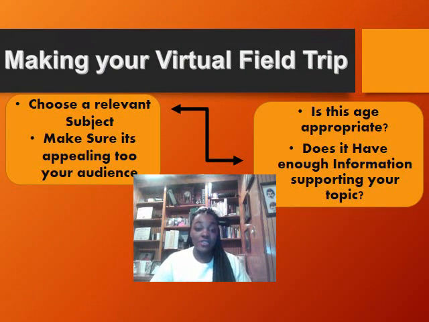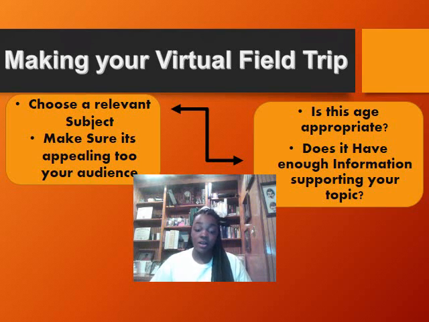Okay, now we have talked about a relevant subject. We have talked about appealing to the audience. Now we need to see what is age appropriate. Use things that are not too much for your age group.